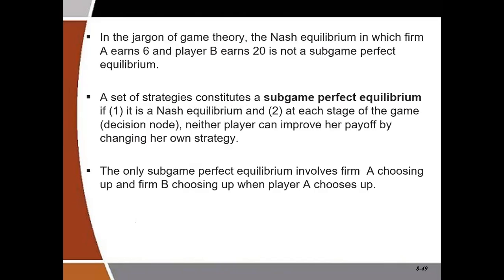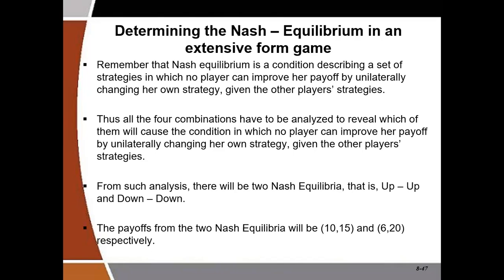Now, in the jargon of game theory, the Nash equilibrium, where we have 6 and 20, is not subgame perfect. All right. Let me just go over the slides for the purpose of the record.